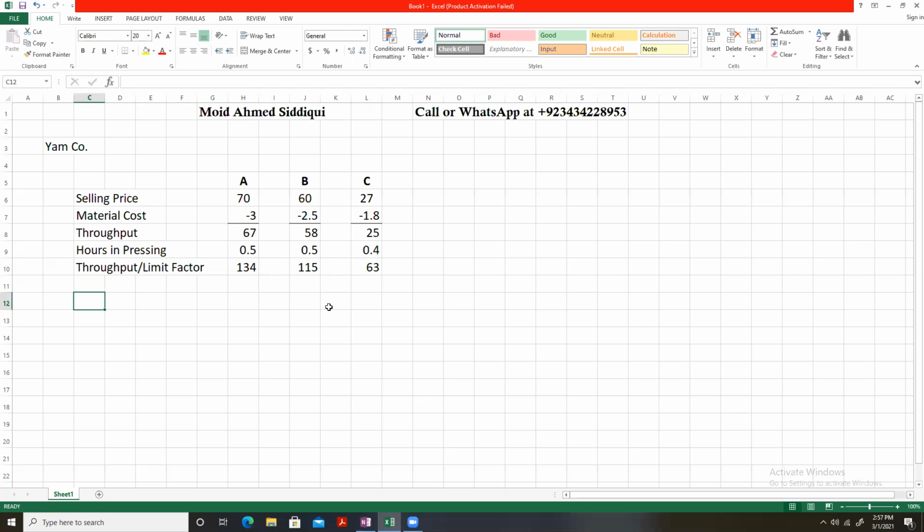The second thing that we need to calculate is the factory cost, the total factory cost divided by factory time. This is what we need to calculate. So I suggest that we first calculate the total factory cost. How much is the total factory cost?